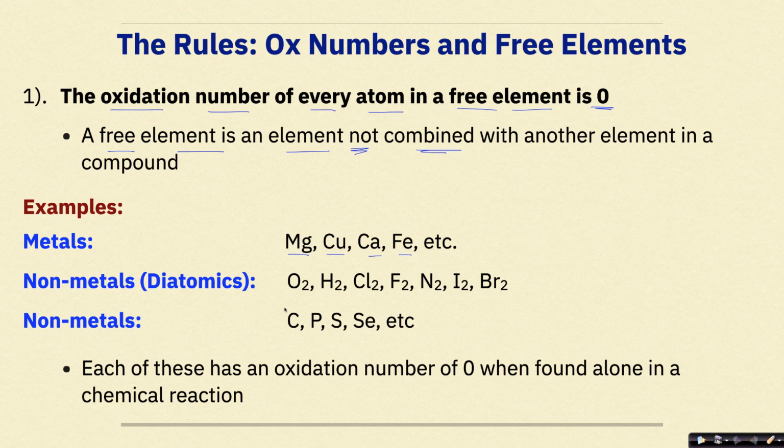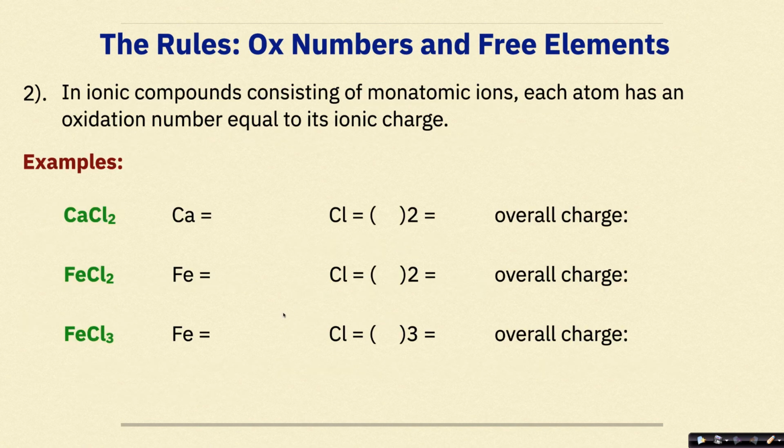Your nonmetal diatomics, oxygen, hydrogen, chlorine, fluorine, nitrogen, iodine, and bromine. Nonmetals by themselves, carbon, phosphorus, sulfur, selenium. Anything in a chemical reaction represented as an individual entity will have an oxidation number of 0. In an ionic compound consisting of monatomic ions, each atom has an oxidation number equal to its ionic charge.